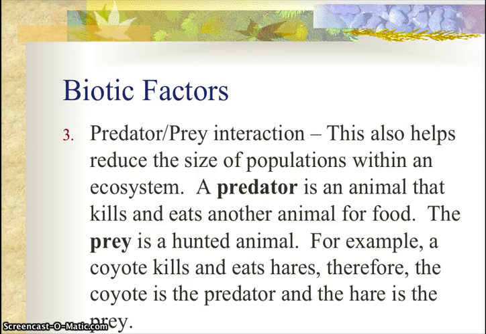The third biotic factor is the predator-prey interaction. This also helps reduce the size of populations within an ecosystem. A predator is an animal that kills and eats another animal for food. The prey is the hunted animal. For example, a coyote kills and eats a hare, so therefore the coyote is the predator and the hare is the prey.